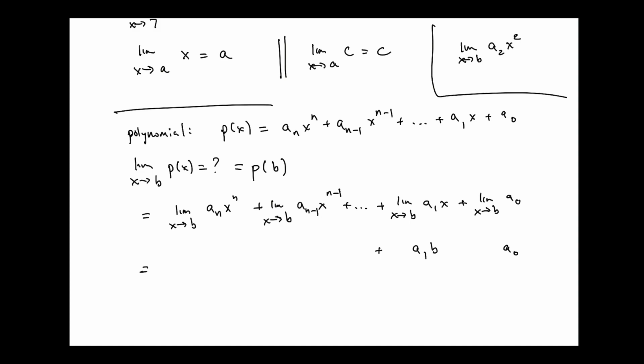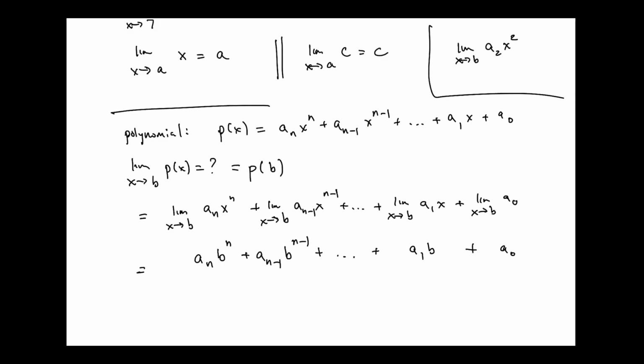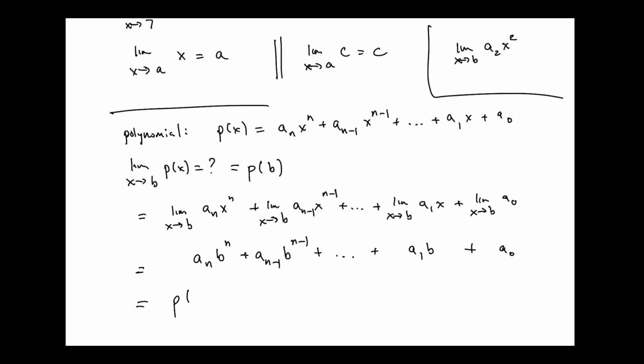Okay, any issues with doing that? Okay, and similarly, can I do it for all of the rest of the stuff hidden in the dot, dot, dot with all these other bigger powers? Yeah, they all are going to work the same way, okay? And so what I get is a sub n b to the n plus a sub n minus 1 b to the n minus 1 plus dot, dot, dot plus that. Well, I don't know about you guys, but that's the same thing that we would get if we just plugged b into the polynomial in the first place.